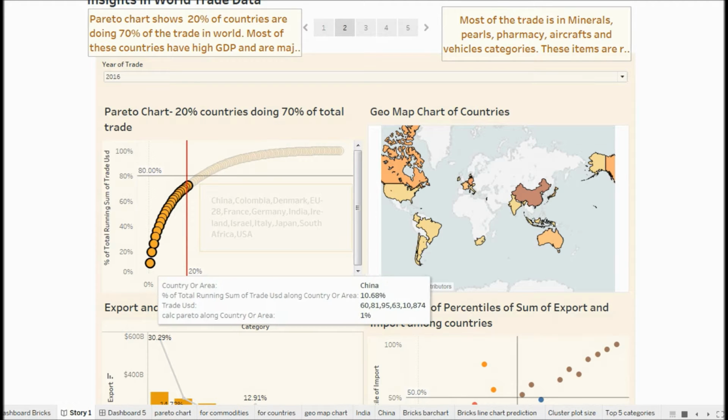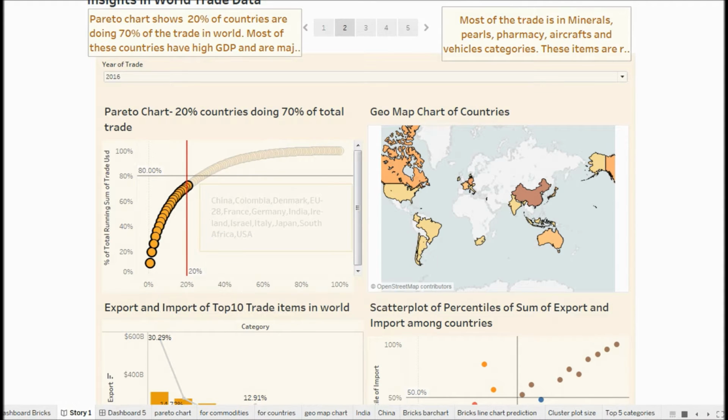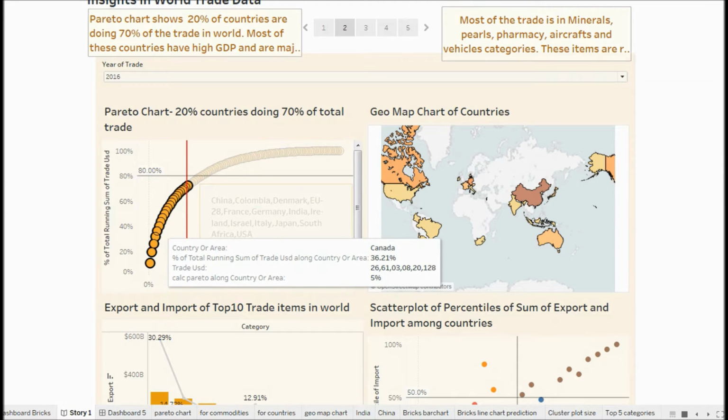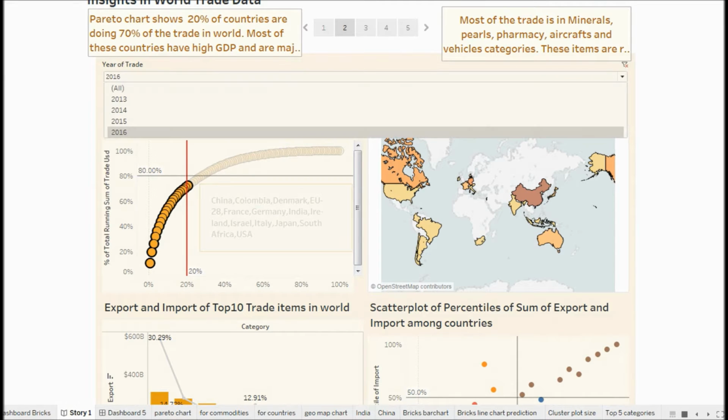So this lower circle is represented by China and it shows that China is doing almost 10% of the total trade in the world. That is huge. And then European Union, Germany, Belgium, Canada, and so on. The names of these countries are mentioned here. These countries are doing a high volume of trade overall from 2013 to 2016. As we can see here, this data consists of only 4 years, from 2013 to 2016.